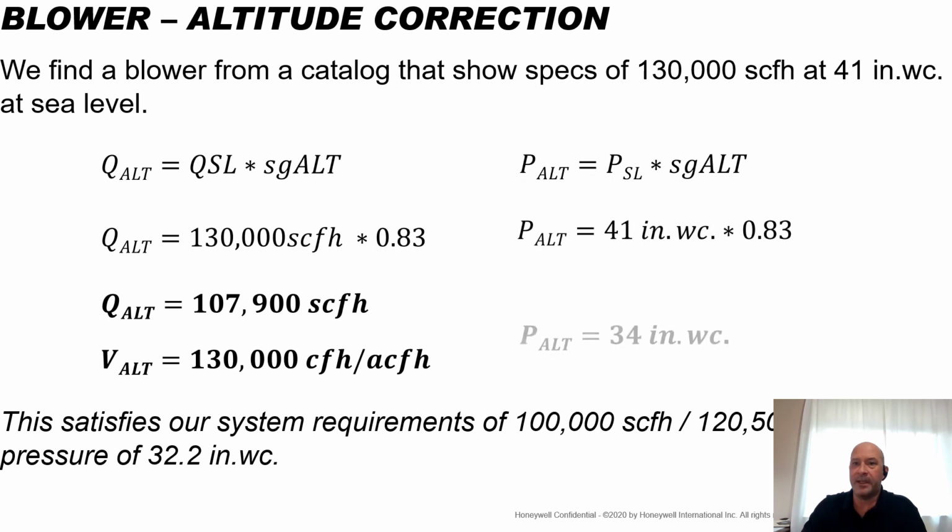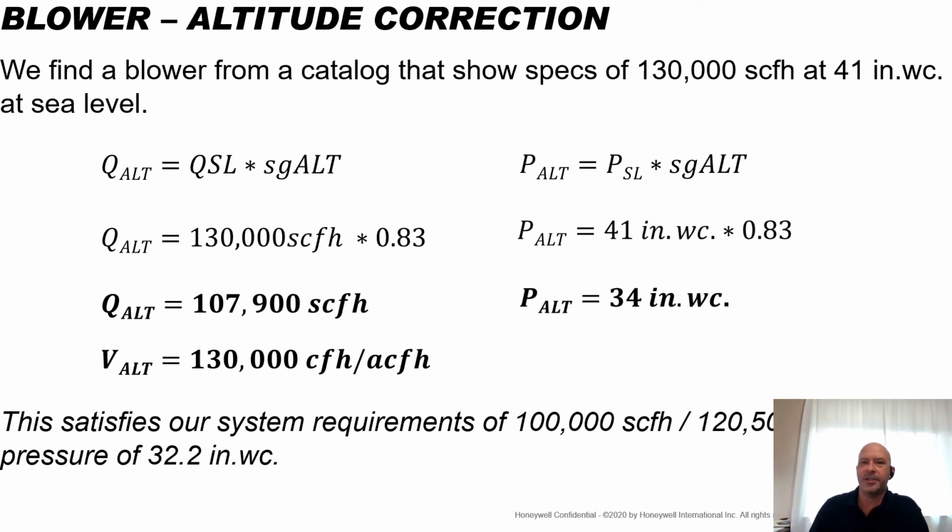And what will happen is, just like we said, that 41 inches at sea level is now reduced by the change in specific gravity or density to 34 inches. So that system satisfies our requirement of delivering 100,000 SCFH or 120,500 CFH at the minimum of 32.2. So we have a little more pressure and a little more flow, which is always good in case there's a little rounding error or something like that.